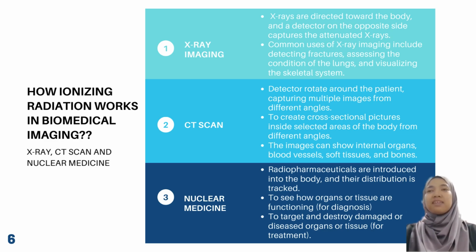For CT scan, the detector rotates around the patient, capturing multiple images from different angles to create cross-sectional pictures inside selected areas of the body. The image can show internal organs, blood vessels, soft tissue, and bones.